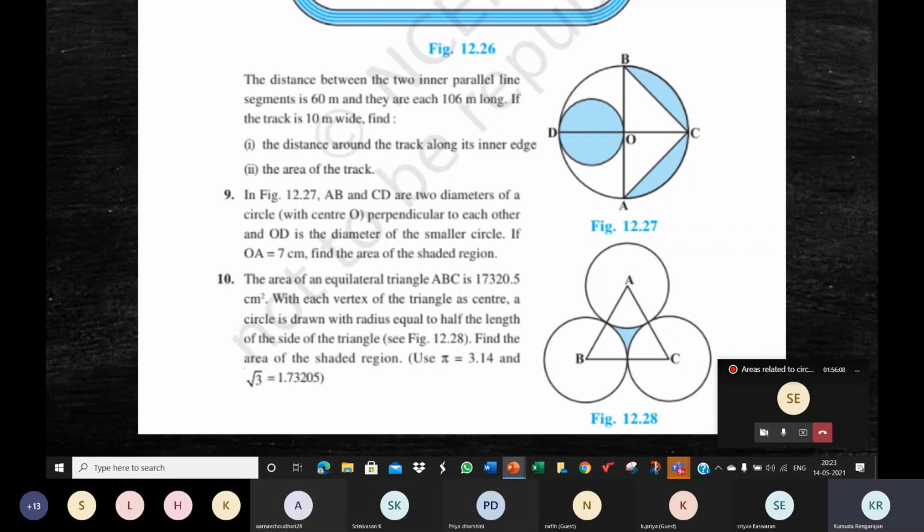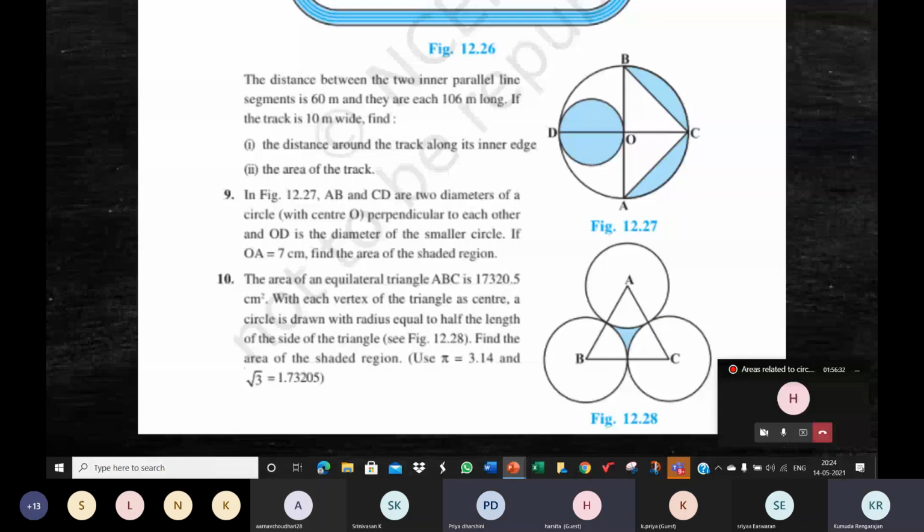Now the question is find the area of the shaded region. What's the area of the shaded? Meaning, how do you find the area of the shaded region, children? It's the area of the triangle minus the area of the three sectors. Very good. What is the angle in each sector?